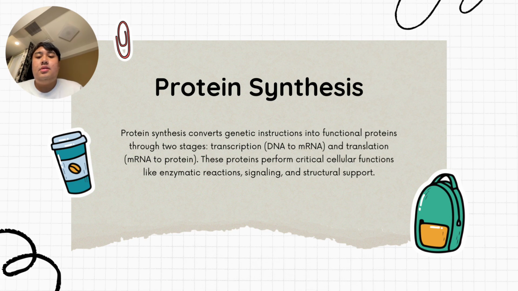Next is protein synthesis. Protein synthesis converts genetic instructions into functional proteins through two stages, which are transcription and translation. These proteins perform critical cellular functions like enzymatic reactions, signaling, and structural support.